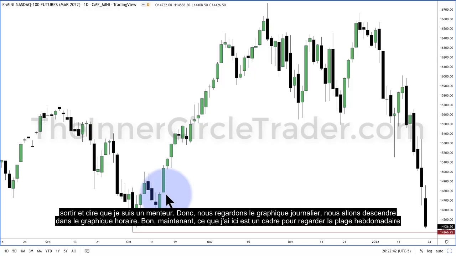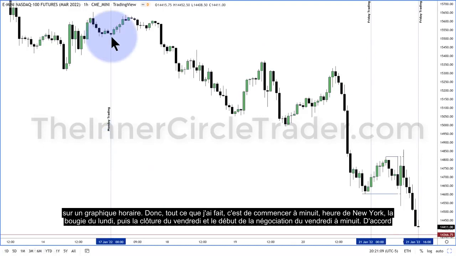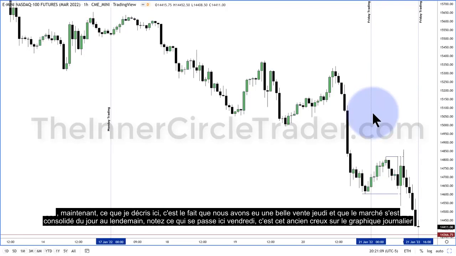So we're looking at the daily chart, and we're going to drop down into the hourly chart. Okay, now what I have here is a framework for looking at the weekly range on an hourly chart. All I did was begin at midnight New York time on Monday's candle, and then Friday's close, and then the beginning of Friday's trading at midnight. Now, what I'm delineating here is the fact that we had a nice sell-off on Thursday, and the market went into consolidation overnight.